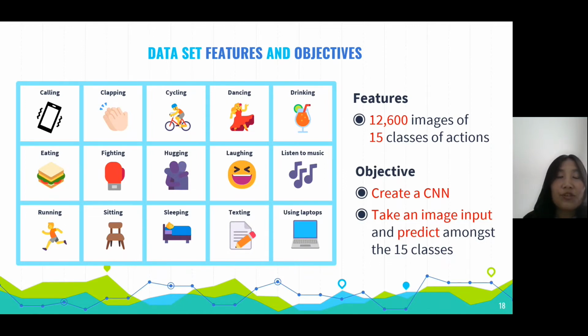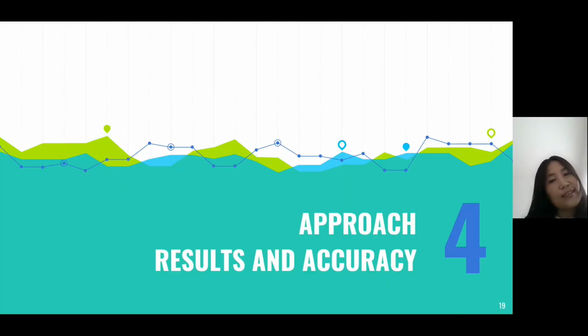We have a structured dataset split into train and test, each containing 12,600 images of 15 classes of actions. And then we created a CNN model that takes an image as input and predicts among the 15 classes. After that, we will try out our team members' actions. Next, Leonard will explain the approach, result, and accuracy.